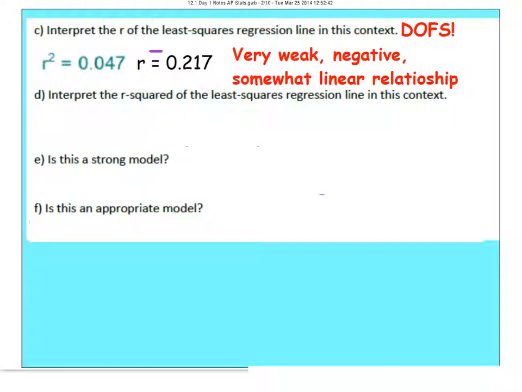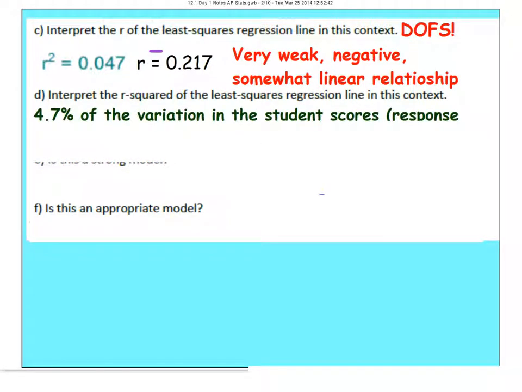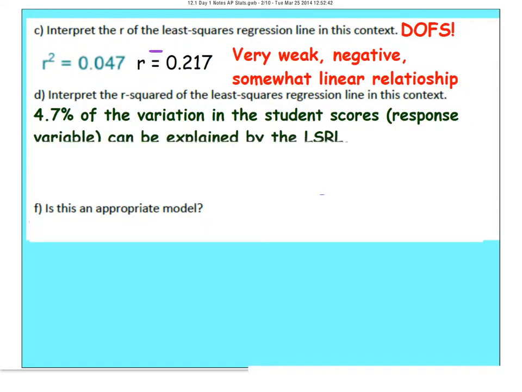What does that mean? It means this. 4.7% of the variation in our student scores, which was our response variable, can be explained by this least squares regression line. That is not a lot of variation that can be explained. It means there's over 95% of the variation in this line is going to be explained by other variables. Technically, there's probably a better explanatory variable for student scores than the row that we're seeing.